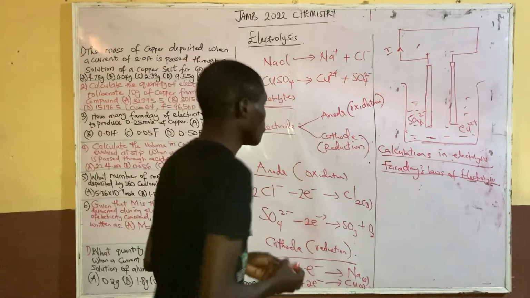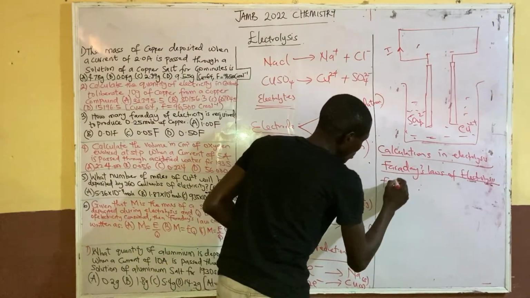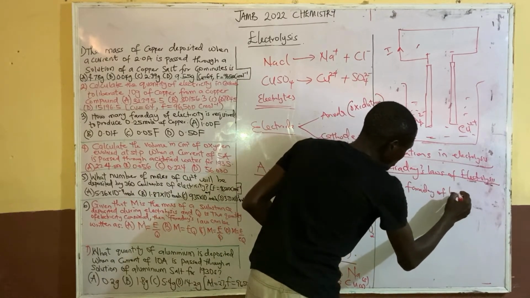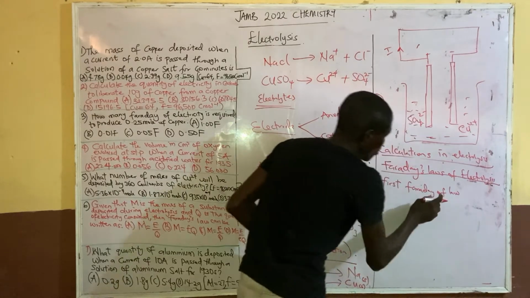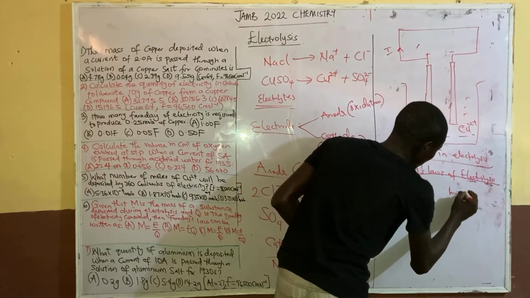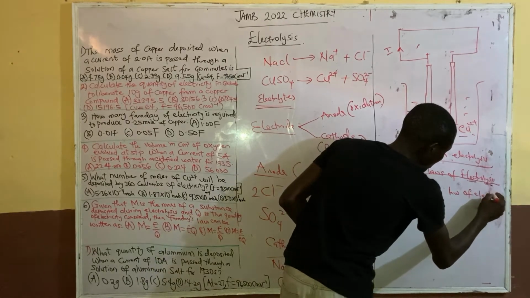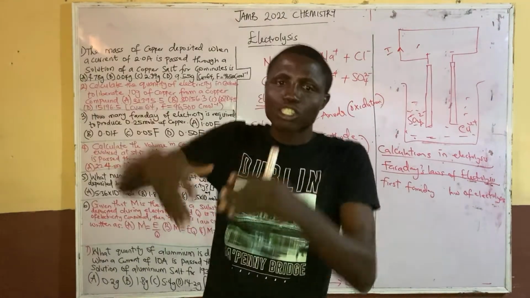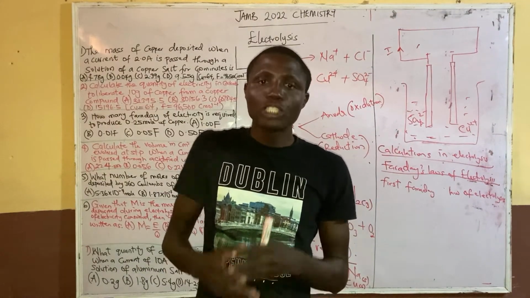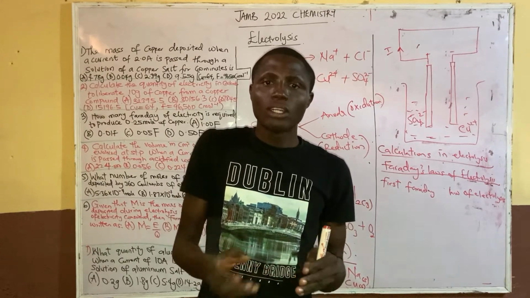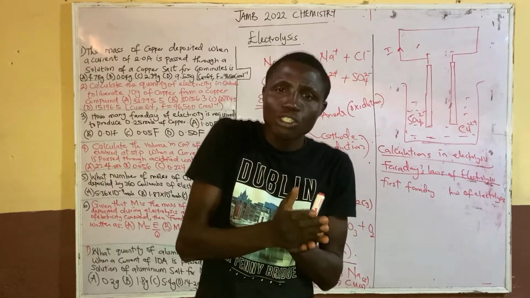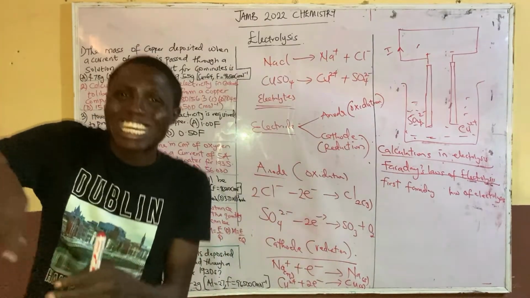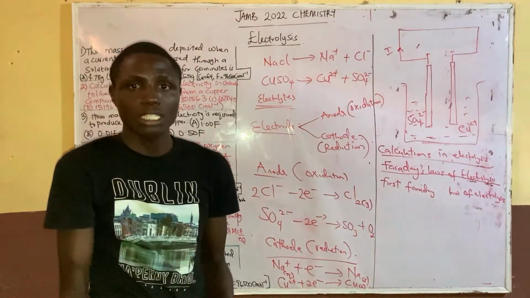Now, the first Faraday law of electrolysis states that the mass of a substance produced is directly proportional to the quantity of electricity passing through that substance during electrolysis.